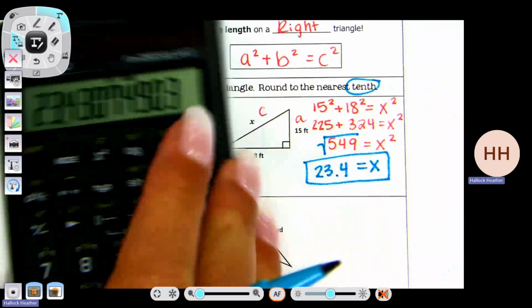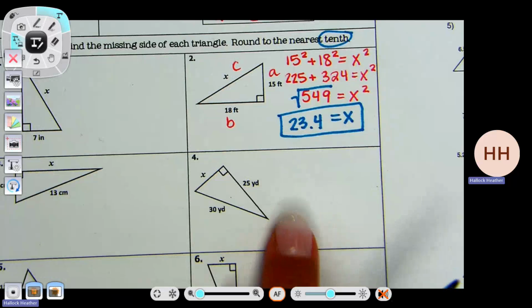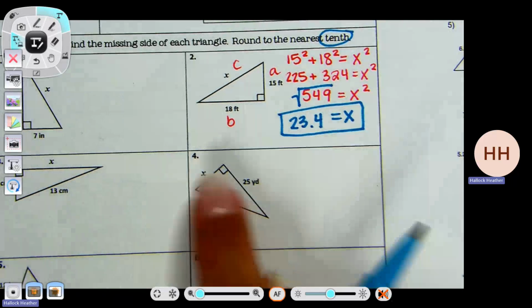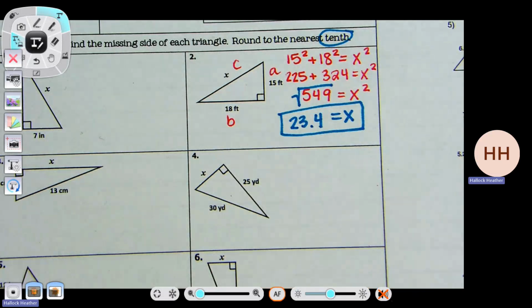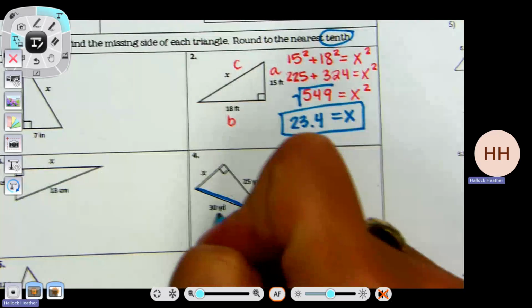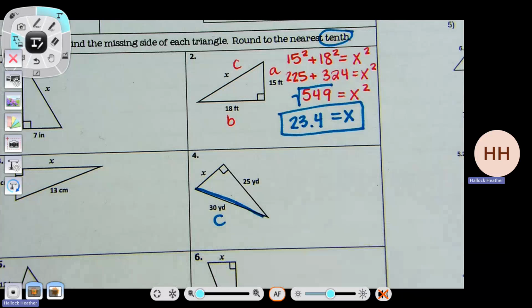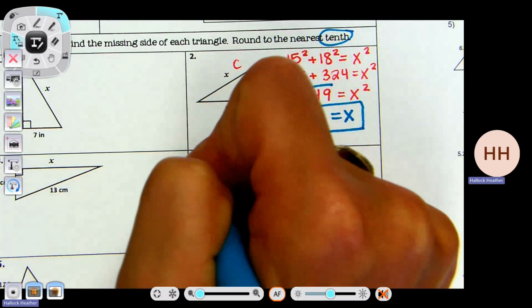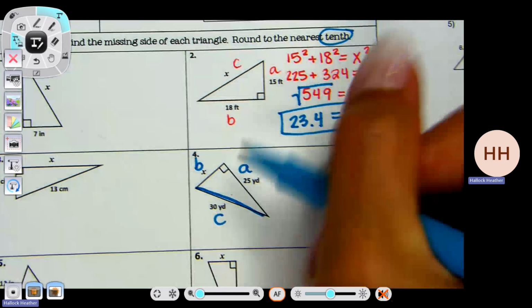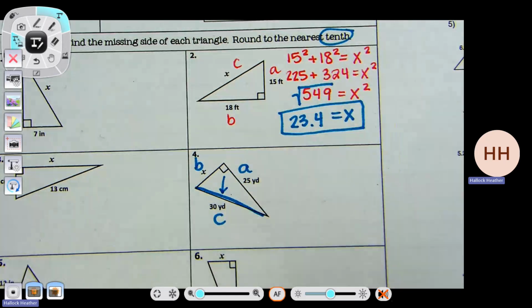Okay, let's do the one directly underneath it. So number 4, looking at this picture, it's spinning around. Which side, X, 25, or 30 represents C? 30. It's the longest side. So this is C. Which side do you want to call A? And then this side would have to be B. Remember, A and B could switch. It technically doesn't matter. C is the one that matters. C is always across from the 90-degree angle.